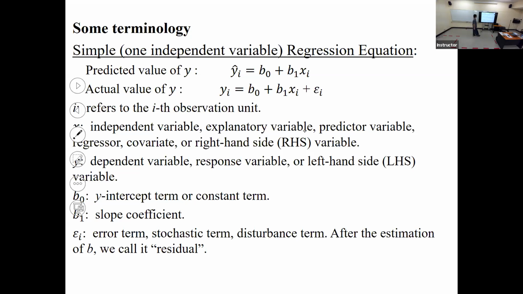Okay, it's dependent because it depends on X. So when X is determined, then Y is accordingly estimated. So X comes first. So that is why we refer to X as independent and Y as dependent.